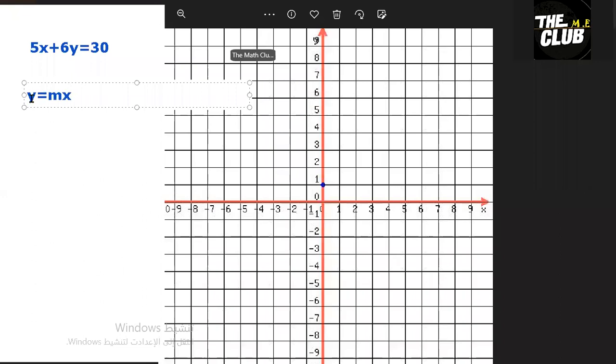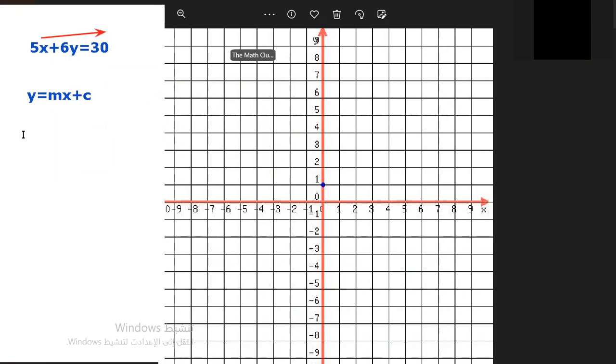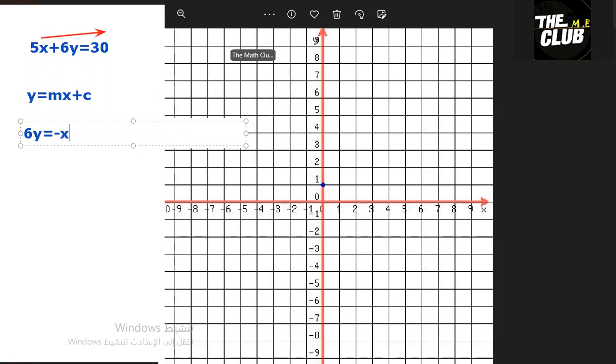mx plus c. To draw any graph, the form has to be y equals mx plus c. So we make y alone. I'm going to keep this part alone and move the other part to the other side. When I take it to the other side, it's going to be negative 5x. So 6y equals negative 5x plus 30.